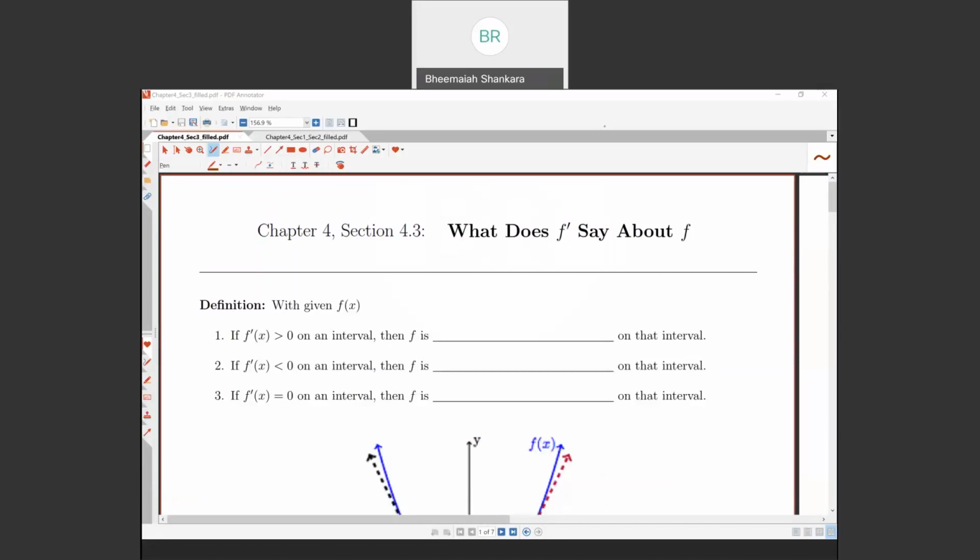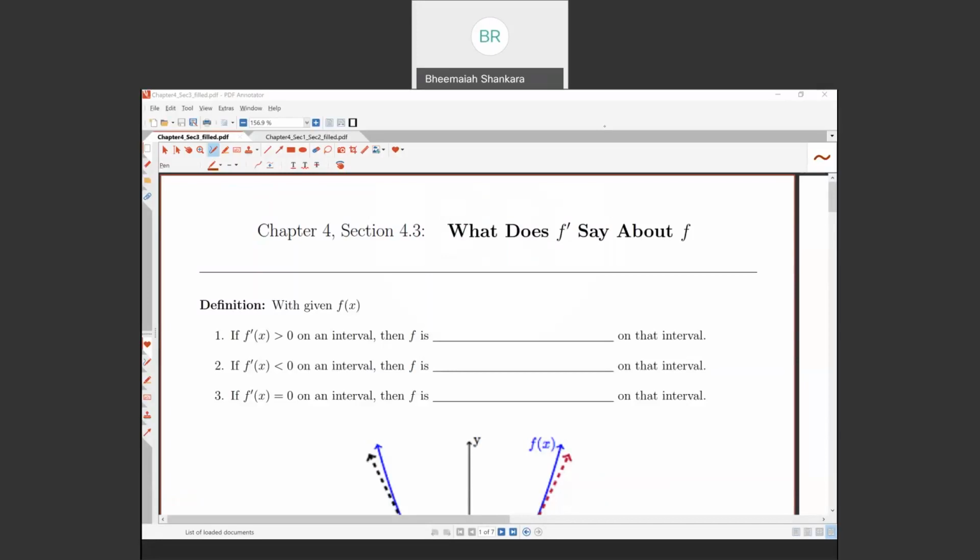So in this section we will learn about the comparison of f prime, the derivative of the function, and the function itself, and the second derivative of the function with the function. So the topic is, what does f prime say about the function f?